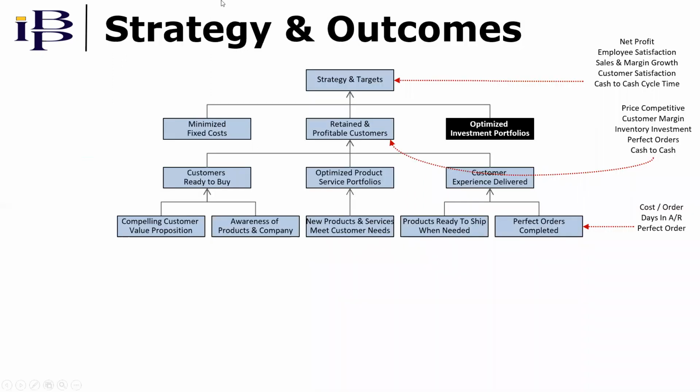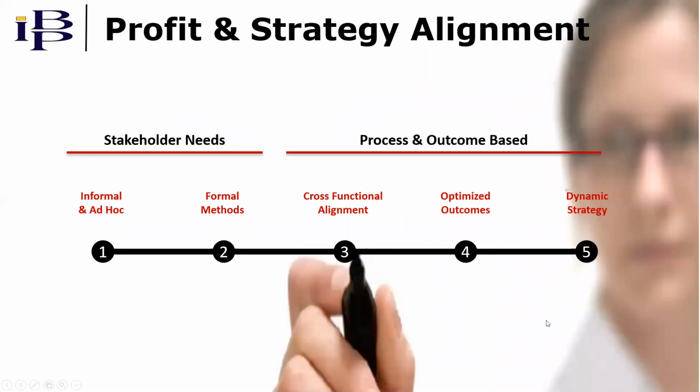So in this case here, I've just modified this so that what's in these outcome hierarchies, you substitute the strategy up there in the targets, and you have optimized investment portfolios. So this is what's happening at an enterprise level. So you're not only optimizing your ongoing operations, but you're simultaneously doing that by optimizing your investment portfolios as well. So that, in summary, is profit and strategy alignment, the key outcomes and capabilities that are associated with it.